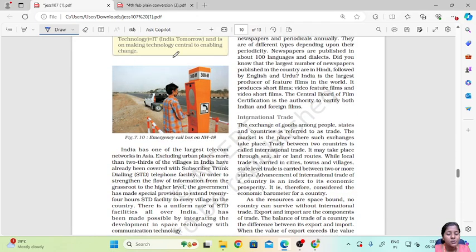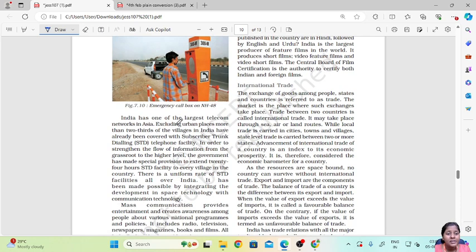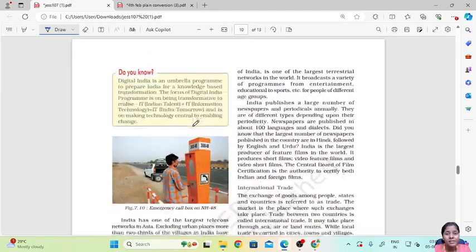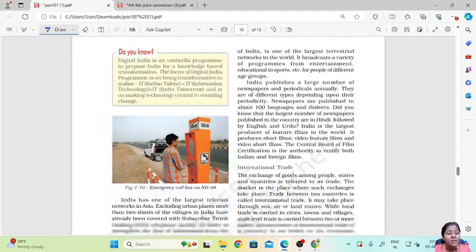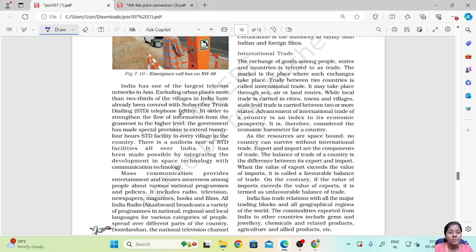Here there's a picture of an emergency call box on National Highway 48. So India has one of the largest telecom networks in Asia. Since we are dealing with this communication part, excluding urban places, more than 2/3 of the villages in India have already been covered with subscriber trunk dialing, that is STD. Earlier we used to have STD phones, and now it has changed with the mobile phones.